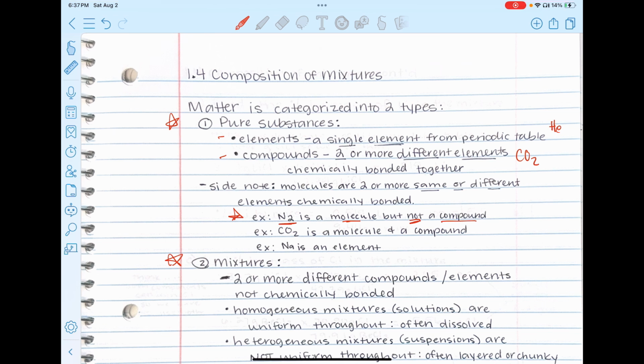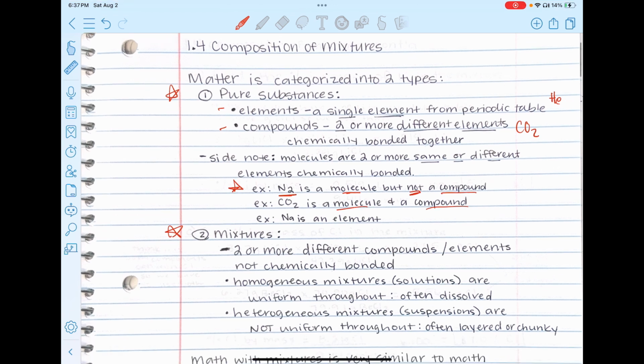Carbon dioxide is both a molecule and a compound because the term molecule doesn't differentiate whether they are the same element bonded together or different elements bonded together, whereas a compound does. And remember, sodium, for example, all by itself, that's just an element. So that's something to keep in mind throughout the entire year because you're going to hear me refer to those terms and they do mean something just a bit different.